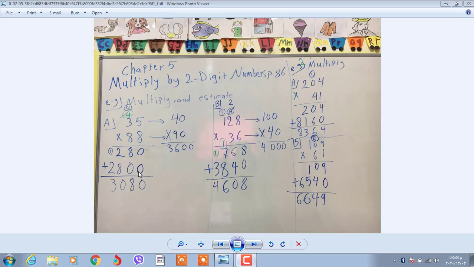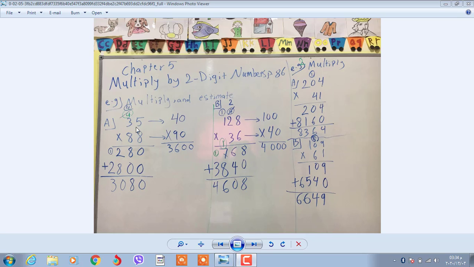Now we add. For all of these, student, we have to add. If we multiply the ones and multiply the tens, we need to add the results from the ones and the tens. Now 0 plus 0 equals 0. 8 plus 0 equals 8. 2 plus 8 equals 10, write 0 and carry 1 to the next one. 1 plus 2 equals 3.